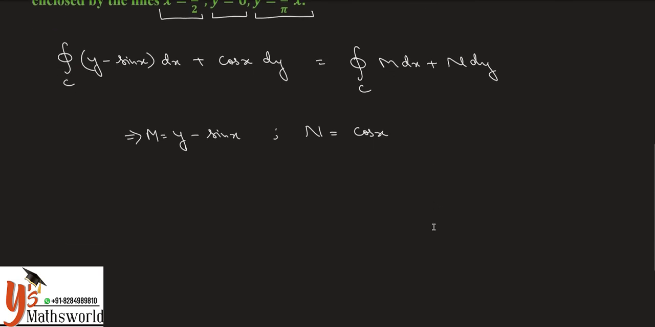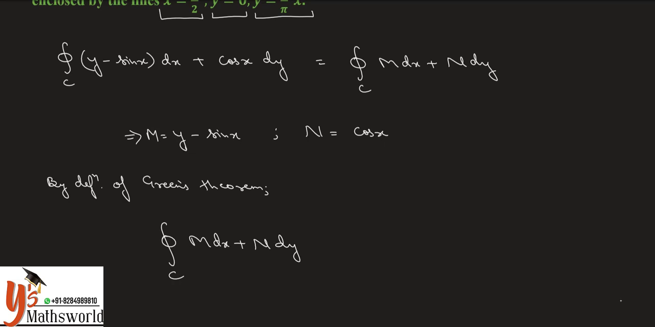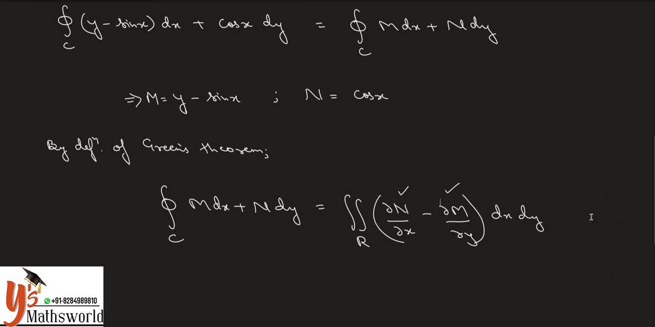So by the definition of Green's theorem, the line integral along the curve C, M dx plus N dy, is equal to the surface integral over the region R of (∂N/∂x minus ∂M/∂y) dx dy. That means we require ∂N/∂x and ∂M/∂y.